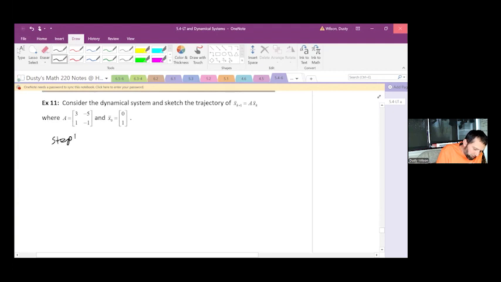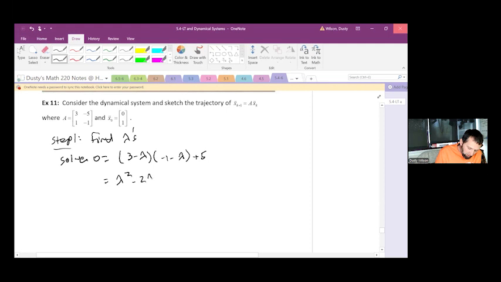So again, step one is to find the lambdas. So here we have to solve 0 equals (3 minus lambda)(minus 1 minus lambda) plus 5, which works out to be lambda squared minus 2 lambda plus 2. And this is not going to factor, so we're going to need to use our quadratic formula.